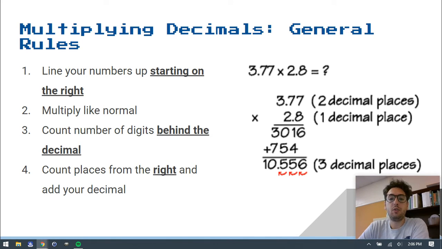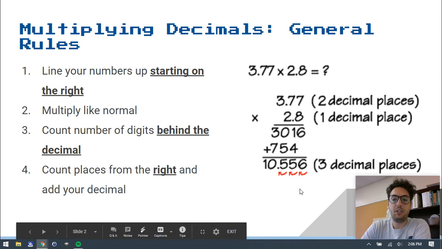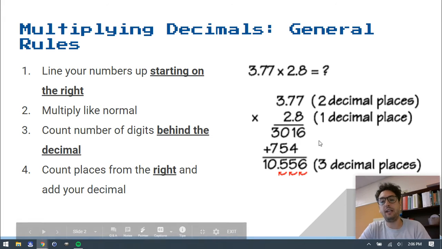One, you got to make sure your numbers are lined up, and you want to have the rightmost digit lined up with each other, just like you would in a regular multiplication problem. You multiply like normal, you count the number of digits behind, aka to the right of the decimal, and once you count those places, you just add your decimal. So that's a really, really fast overview.